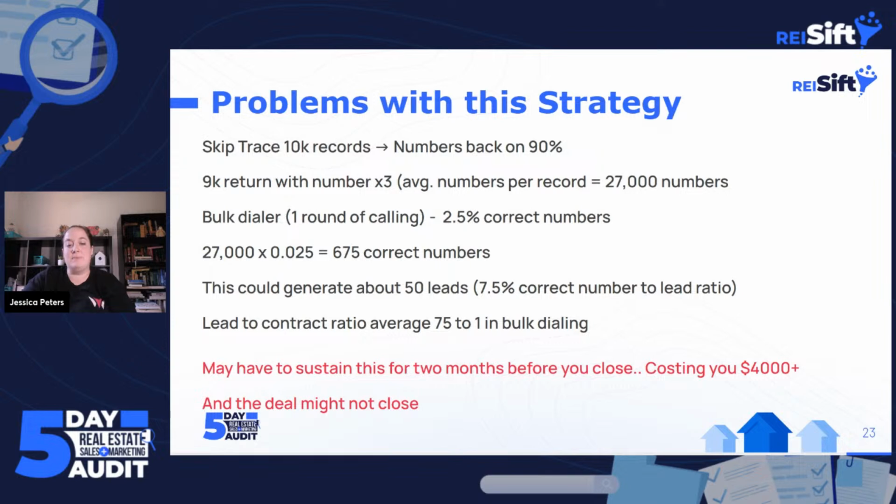Now it sounds great to spend $1,700 and earn $12,000, but we could have to sustain this for 2 months before we close on our first deal and actually get that $12,000. So, with other expenses, $1,700 times 2 plus any other expenses, we're being generous here saying you might spend $4,000 before you close the deal. And sometimes contracts fall through, right? So there are some things that sometimes people don't mention in these strategies.